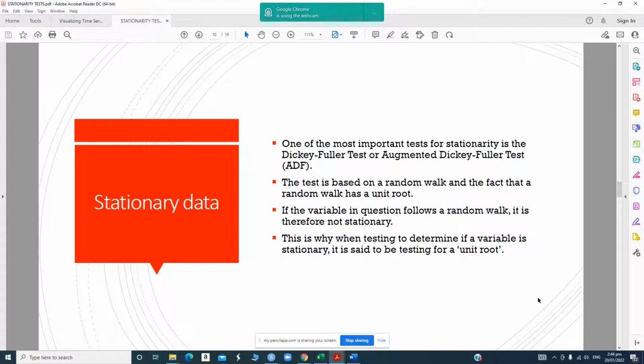So one of the most important tests for stationarity is the use of Dickey-Fuller test or augmented Dickey-Fuller test. The test is based on a random walk and the fact that a random walk has a unit root. So if the variable in question follows a random walk, it is therefore not stationary. And this is why when testing to determine if a variable is stationary, it is said to be testing for a unit root.